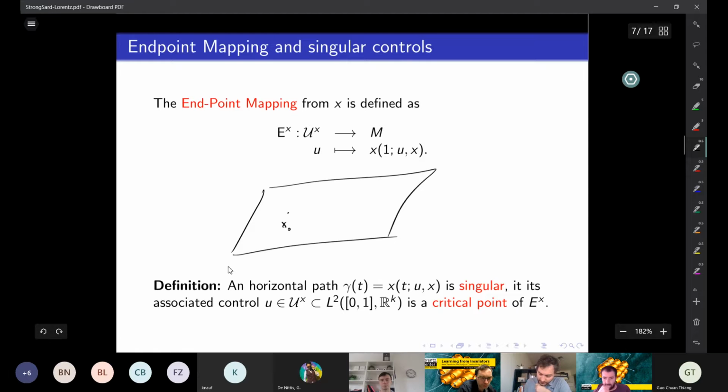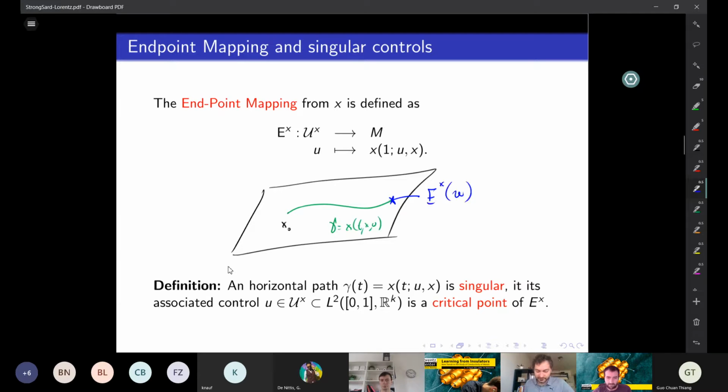So we have the point x, and then we're going to consider some curve given by this u. So this is gamma_x(t, u) for some of the u considered, and the endpoint mapping is just the point that is in the end here. This is E_x(u). So it gives us this application that goes from the parameterization of all possible admissible trajectories, horizontal trajectories close to a point, to its endpoint.